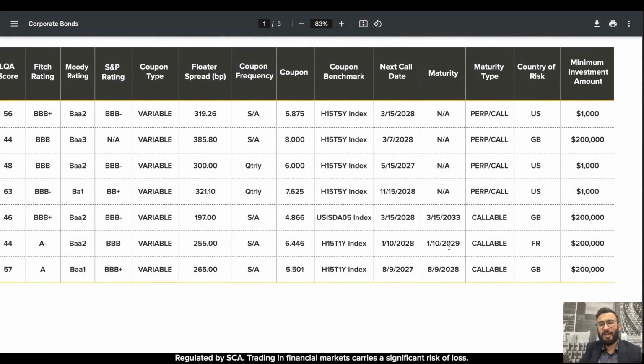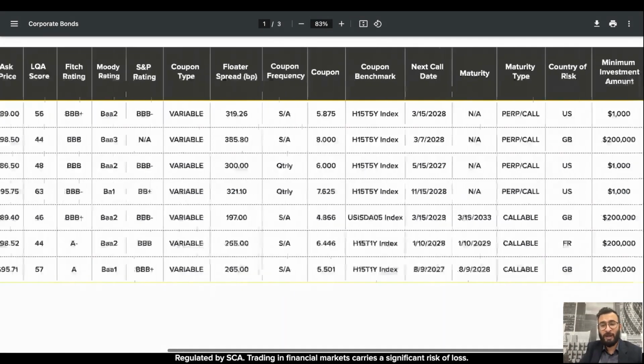Some of the maturities will happen in 2028, 2029, 2033. Some of them are perpetual bonds, which means they never have any maturity, it goes on. Some of them are callable bonds, which means the issuer can redeem the bond at a specified time period. So a few bonds are callable, which means in 2027, 2028, the issuer has the option to call back the bonds and give your money back.